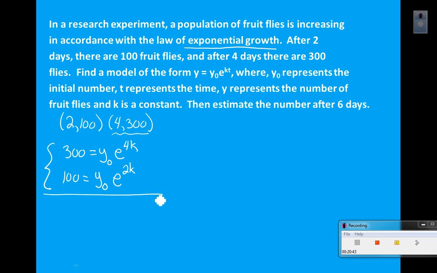To solve this system, let's divide. 300 divided by 100, 3 equal. Y sub 0s are out of there. E to the 2k. I bet you're getting to be an expert at these now. So k is going to be the natural log of 3 divided by 2, which is approximately 0.549.